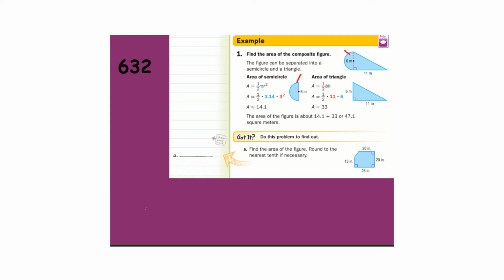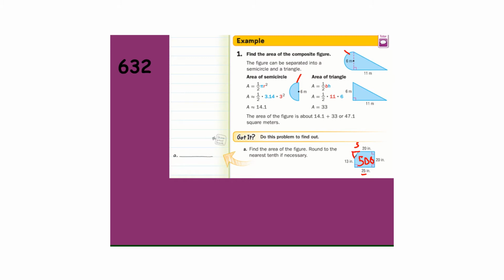Okay, so the area of the big rectangle, right here, is 20 times 25. So the whole thing would be 500. But we have to subtract off that little corner at the top. So this part here, from here to here, should be 5, right? Because look at the bottom. This one is 25, this one is 20. So this part here is 5.